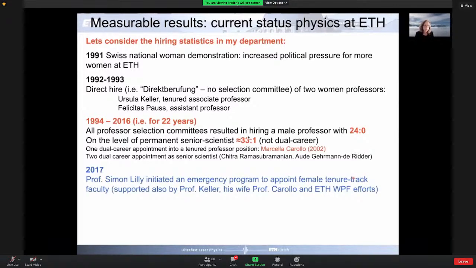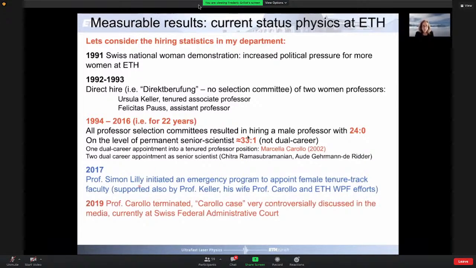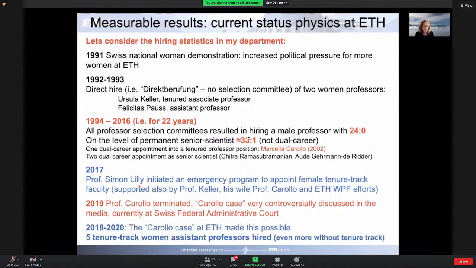In 2017, Professor Simon Lilly became department head. He is the husband of Marcella Carollo and initiated an emergency program to appoint female tenure track faculty, because by then it became clear that, as the senior professors were coming closer and closer to retirement, there would soon be no women left in the physics department. In 2019, the department had a crisis and Professor Carollo was terminated. This Carollo case was very controversially discussed in the media and is currently at the Swiss Federal Administrative Court. But because of this crisis, the department was convinced to do something, and within 2 years, we hired 5 tenure-track women assistant professors. And some people were even surprised how excellent the candidates were.